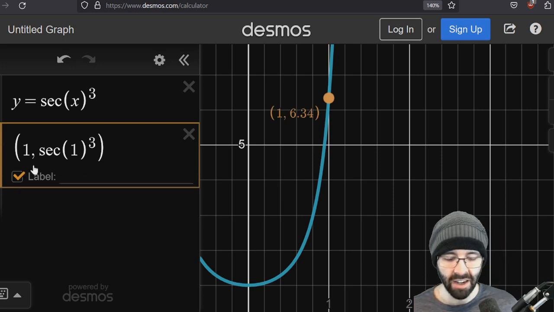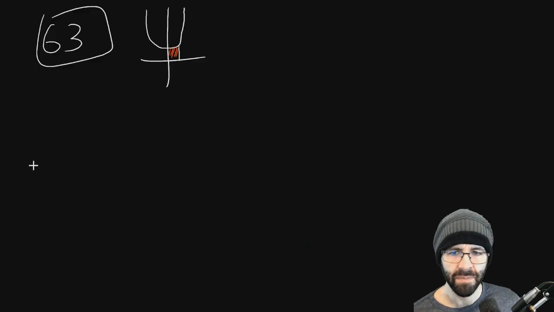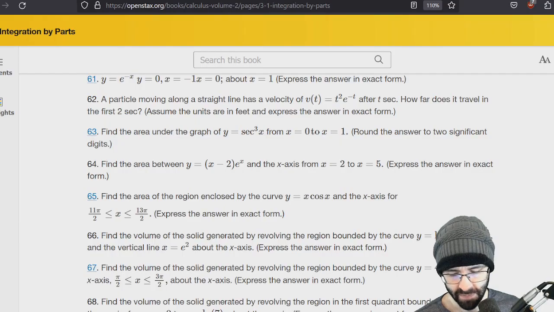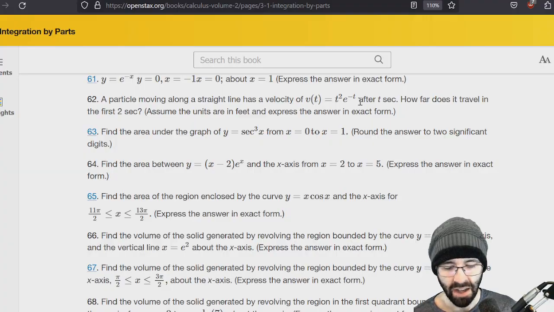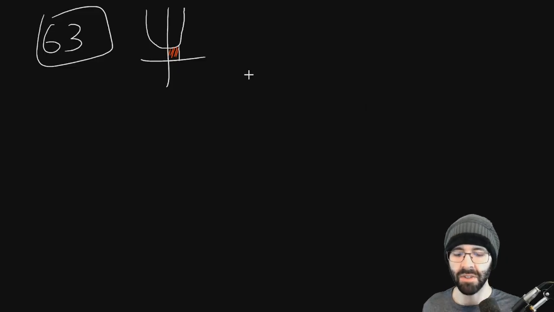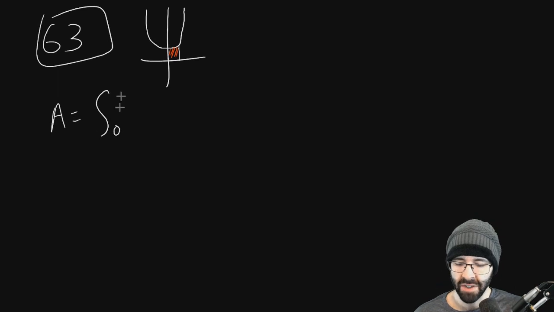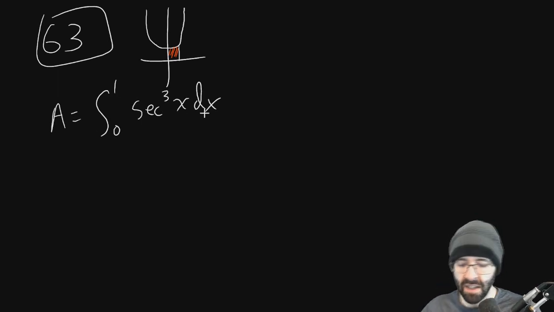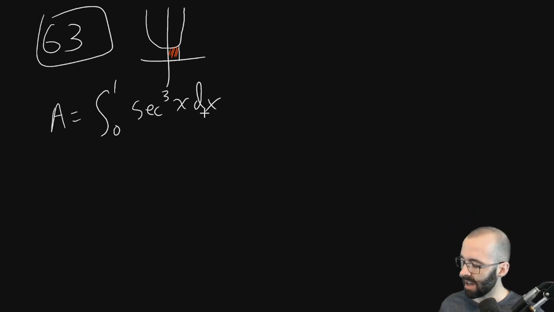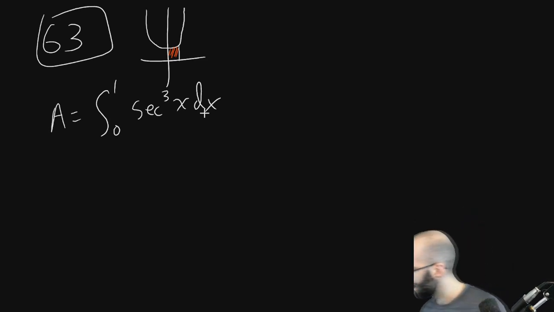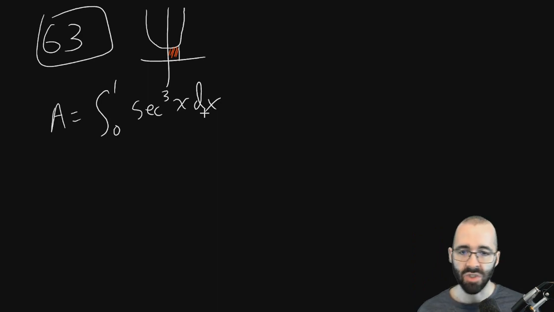Okay, so we're looking for the area under this curve. Yep. The area under this curve is just going to be that integral. It'll be the integral from x goes from 0 to 1 of secant cubed of x dx. Now, we don't know how to take this antiderivative. We do know how to take its derivative.